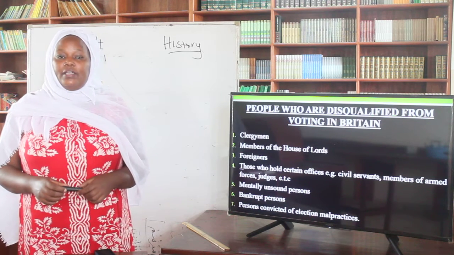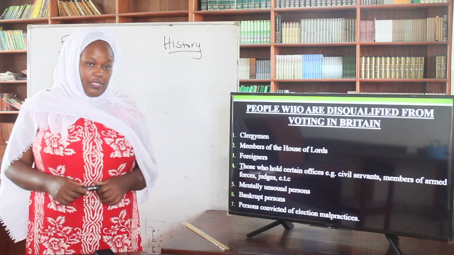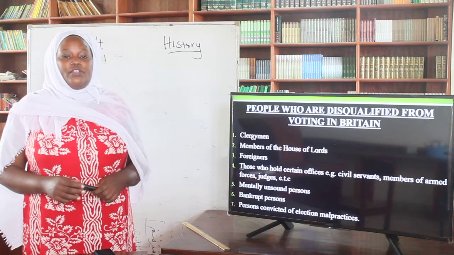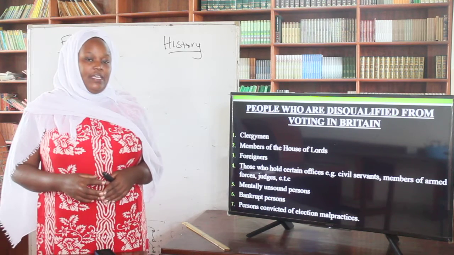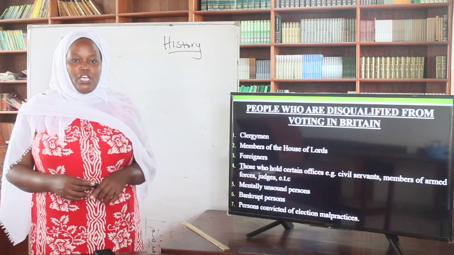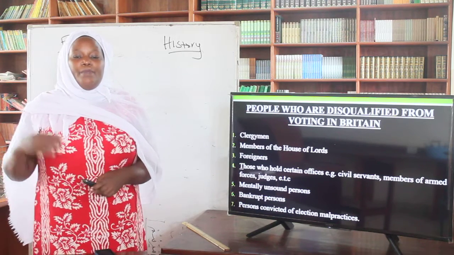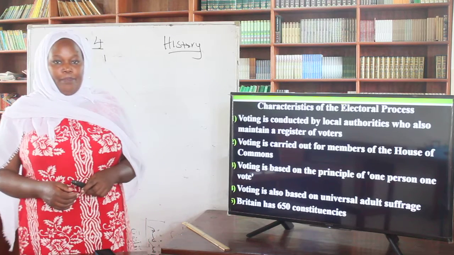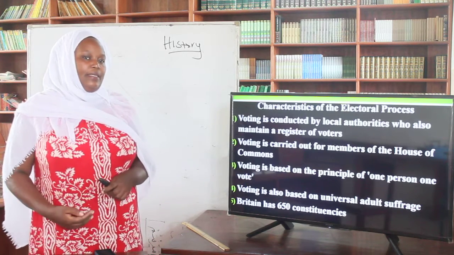Then the mentally unsound person, those people can't vote. A bankrupt person and a person convicted of election malpractice within the first 5 years cannot be allowed to vote. So all these people are disqualified, and therefore they cannot be allowed to vote for any member. So what are the characteristics of the electoral process in Britain?